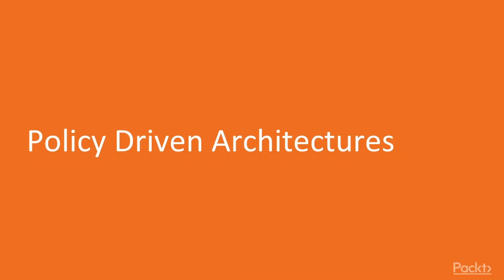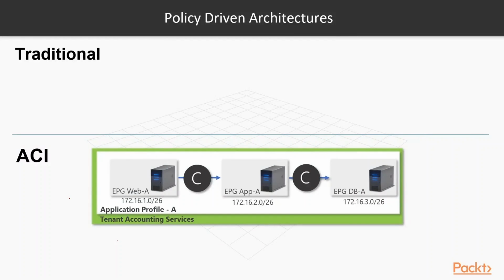Okay, and let's continue on to section 1, Introduction to Application-Centric Infrastructure, Policy-Driven Architectures. In policy-driven architectures, we're going to see the difference from what we know about networking and segmentation versus what ACI offers us. Okay, so I already took the liberty of designing an ACI tenant.